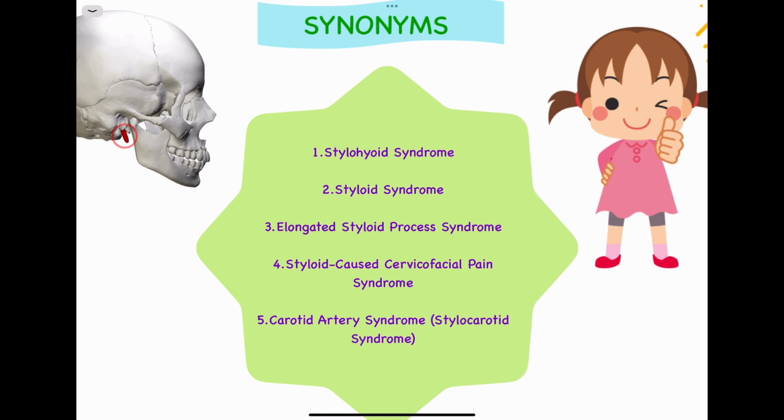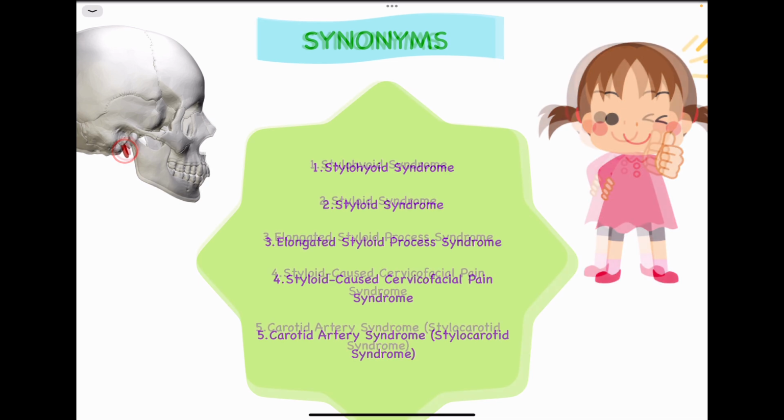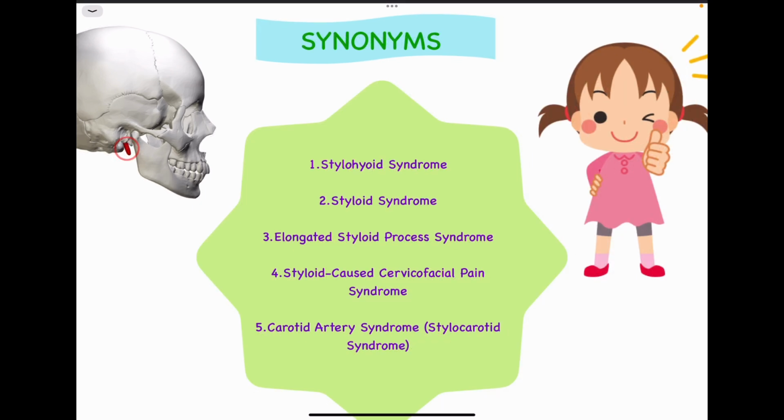The first synonym is styloid syndrome. Then it is also known as elongated styloid process syndrome, styloid cause cervicofacial pain syndrome, carotid artery syndrome. Apart from this, there is also another popular synonym for Eagle syndrome, that is DISH syndrome, right? So here D stands for diffuse, I for intraosseous, S for skeletal and H for hypertrophy. So diffuse intraosseous skeletal hypertrophy or DISH syndrome.